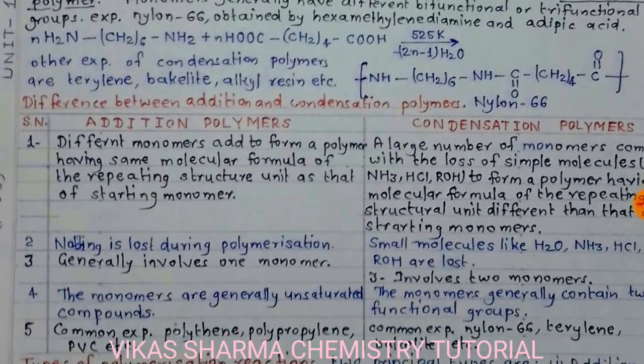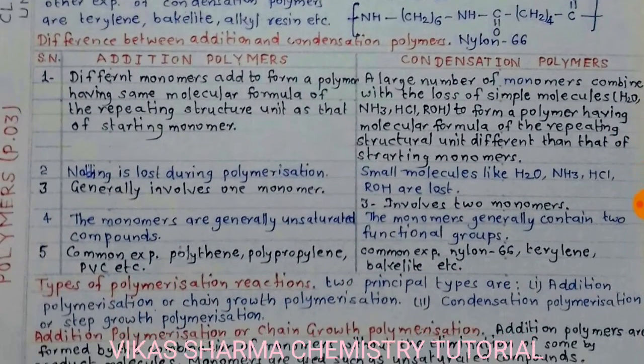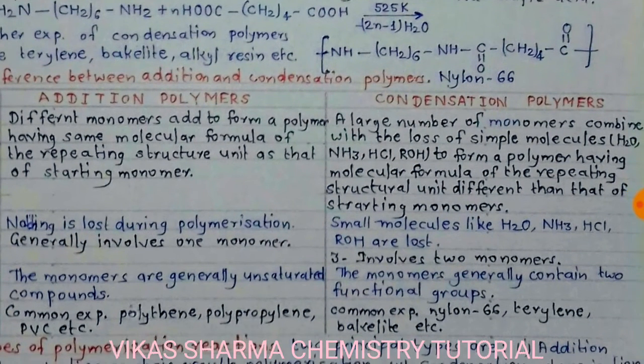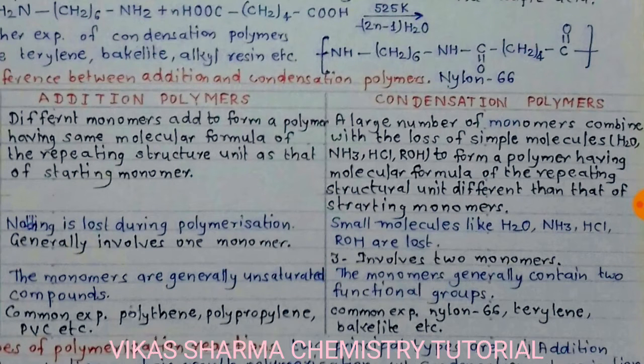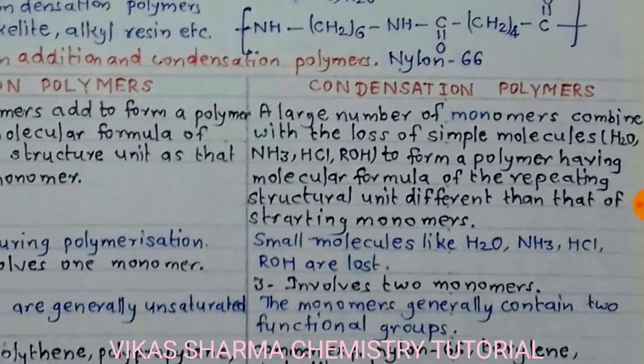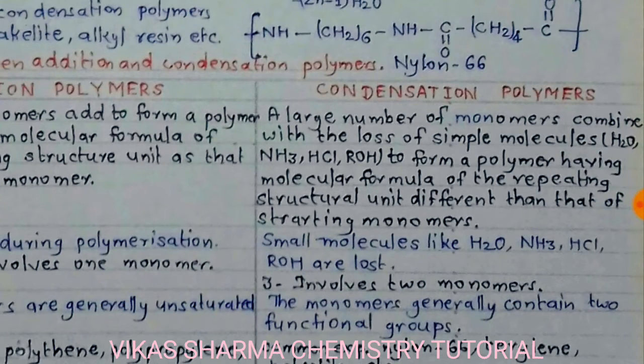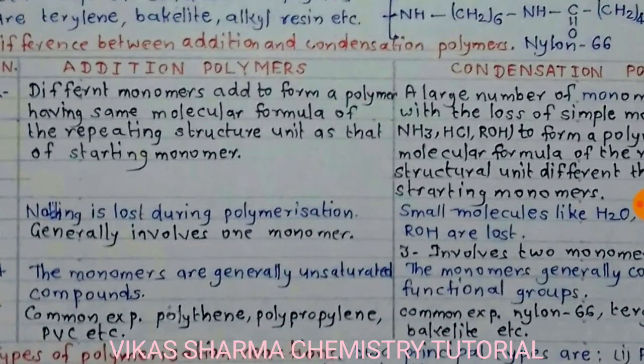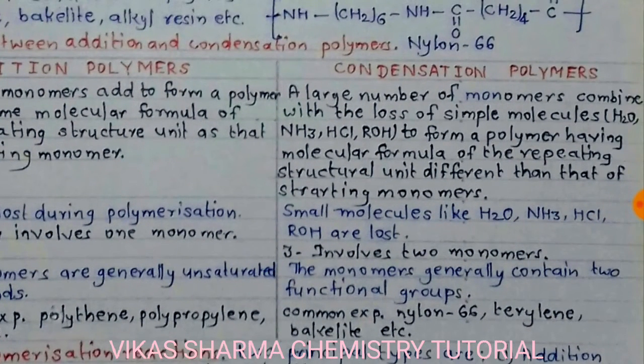Student, these are the differences between addition polymers and condensation polymers. In an addition polymer, monomers add to form a polymer whose repeating structural unit has the same molecular formula as the starting monomer. But in condensation, a large number of monomers combine with the loss of simple molecules such as water, ammonia, hydrogen chloride, or alcohol, to form a polymer whose repeating unit has a molecular formula different from that of the starting monomer. Second, nothing is lost during polymerization in addition, but in condensation small molecules like H2O, NH3, HCl, ROH are lost.